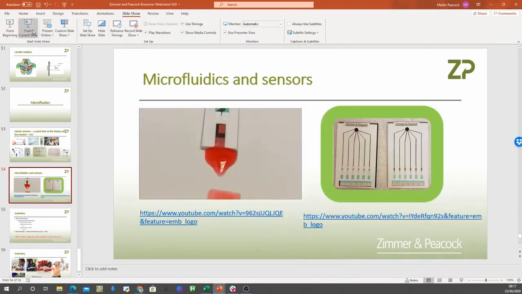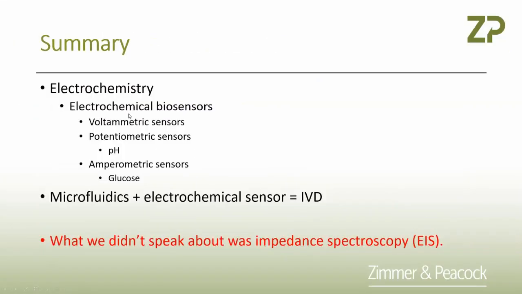So I just wanted to touch on microfluidics. And then I wanted to do a summary. Look, what did we talk about today? We talked about electrochemistry. We talked about electrochemical biosensors, voltammetric sensors, potentiometric sensors, which pH is a good example of, and glucose is a good example of amperometric sensors. Microfluidics is actually important with biosensors, because when you have microfluidics plus electrochemical sensor, you have IVD, in vitro diagnostics. What we haven't spoken about today is EIS, electrochemical impedance spectroscopy. So we can do an entire webinar on that topic alone.